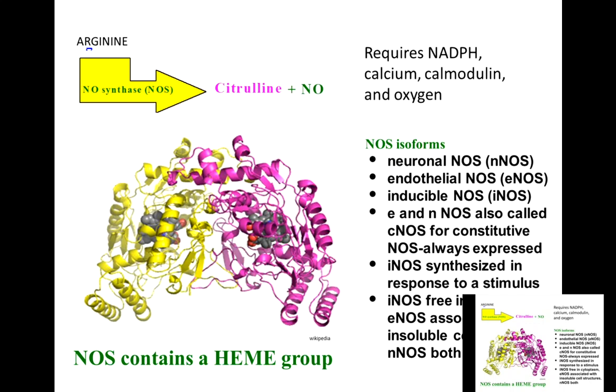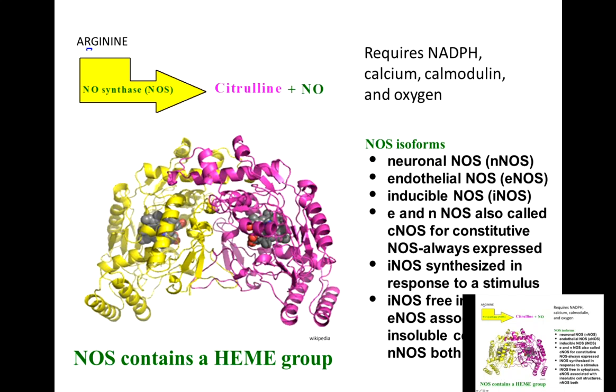They always have some kind of background expression, cNOS as opposed to iNOS, which is made in response to a stimulus. iNOS is cytoplasmic, and eNOS is associated with insoluble cell structures. So if you're going to do some kind of centrifugation experiment, eNOS would be in the pellet of the cell prep, and iNOS would be in the supernatant of the cell prep. nNOS would be found in both.